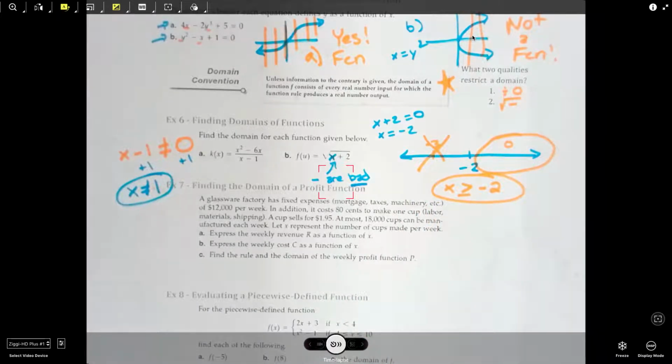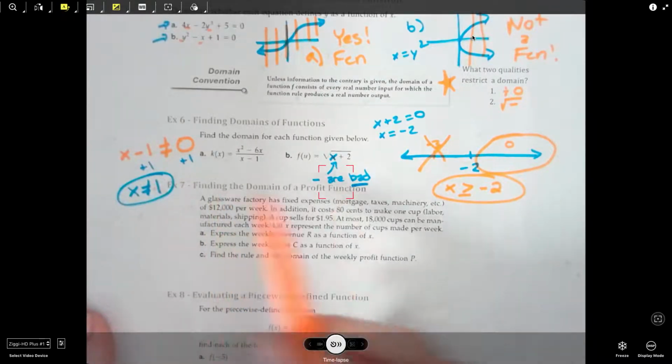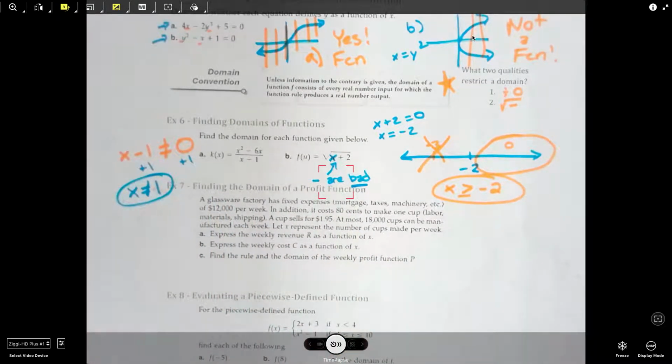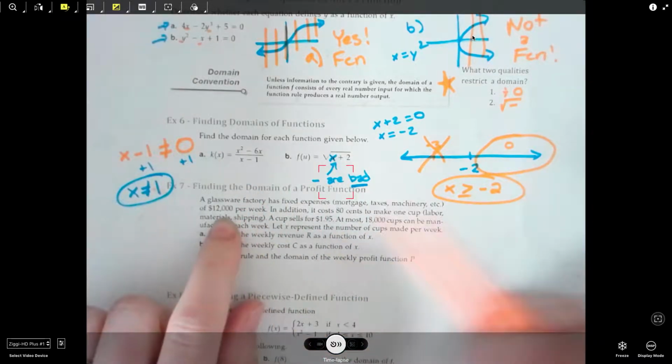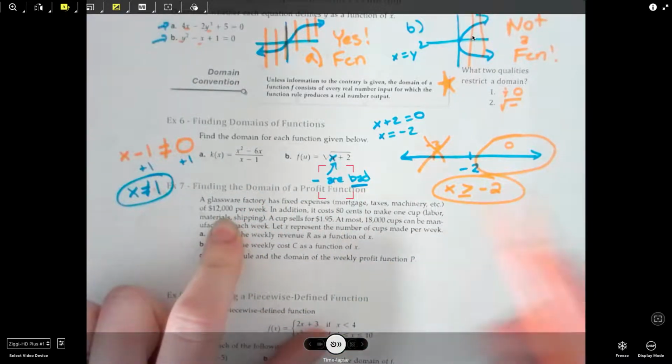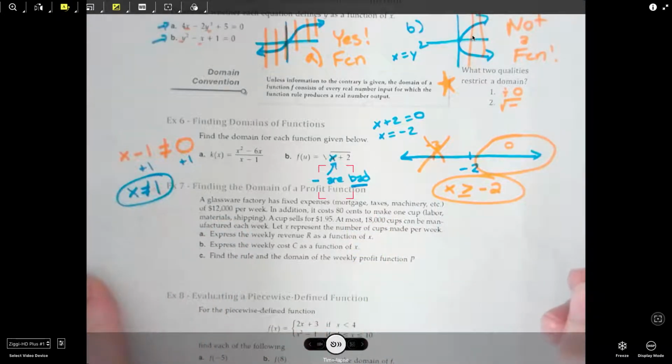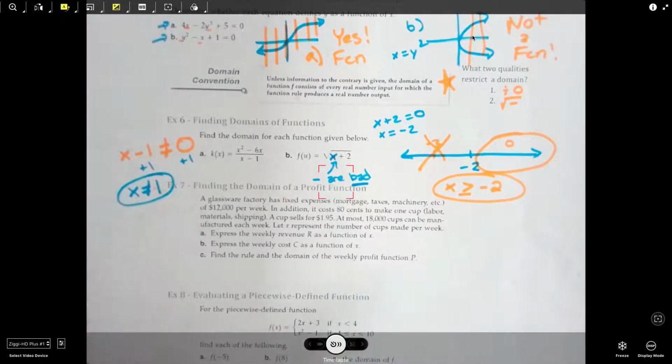Okay? All right. I don't know what the story was asking. Find the domain of a profit function. A glassware factory has fixed expenses that are $12,000 per week. In addition, it costs 80 cents to make one cup, and a cup sells for $1.95. At most, 18,000 cups can be manufactured each week. Let x represent the number of cups made per week. Express the weekly revenue as a function of x.